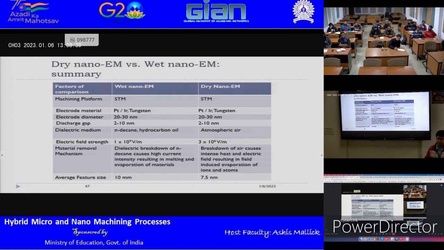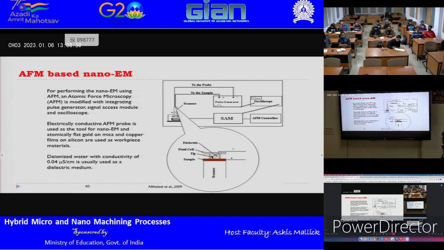But previously, when we were doing that research in 2009-10, that was not there. So for AFM, you need to connect to a pulse generator, and then you need to supply the voltage. So here, AFM based nano EDM is very similar. The difference is the STM tool is vertical, very similar to a conventional micro EDM tool. But for AFM, you cannot really make the tool by yourself. You need to purchase that tool.